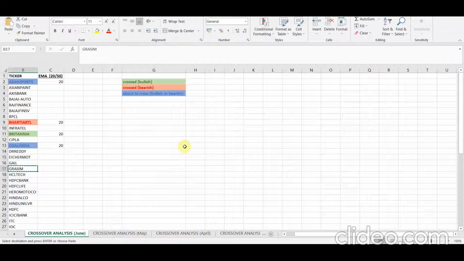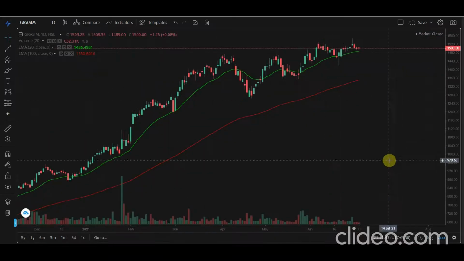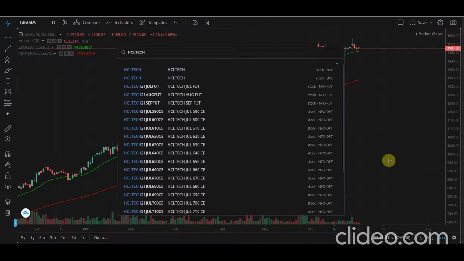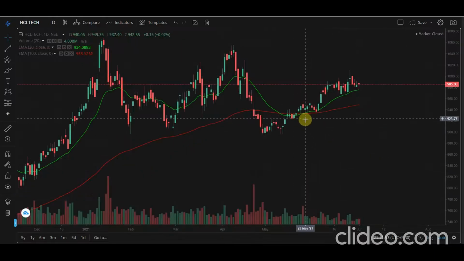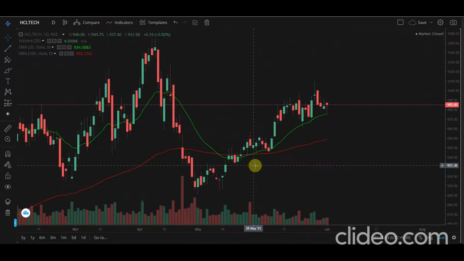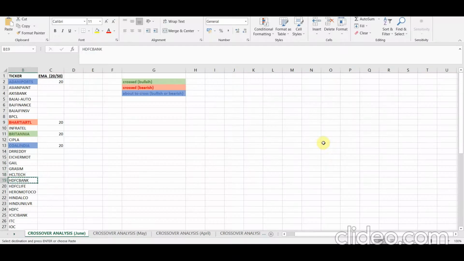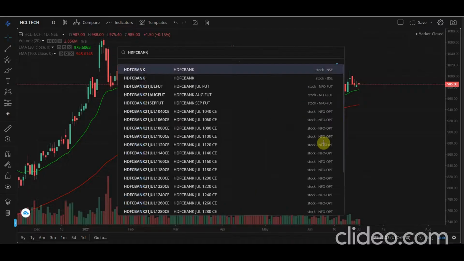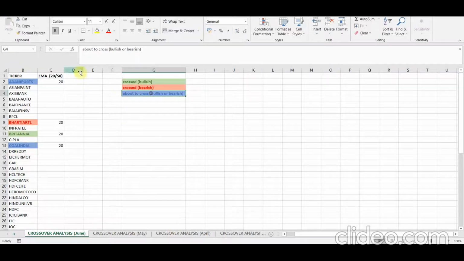Next is Grasim. Too far. HCL Tech, I think they will be too far. IT stocks are booming. There was a bullish crossover on 28th of May, that was last month. So we'll skip this one too. Next is HDFC Bank. They are too near. Let's just keep a watch on this. I'll mark this as blue.